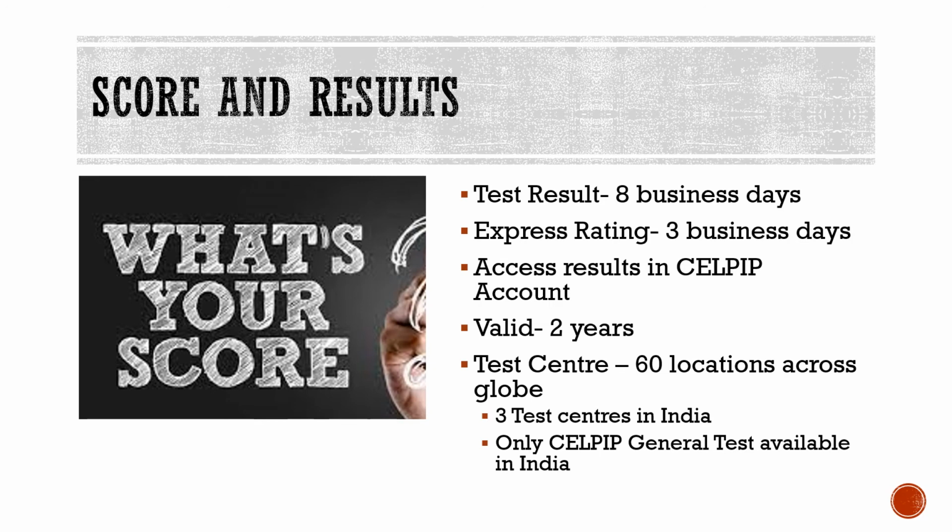As far as the score and results are concerned, the test result comes in 8 business days, and if you applied for the express rating, it'll come in only 3 business days. You can access results in your CELPIP account, and they are valid for 2 years.